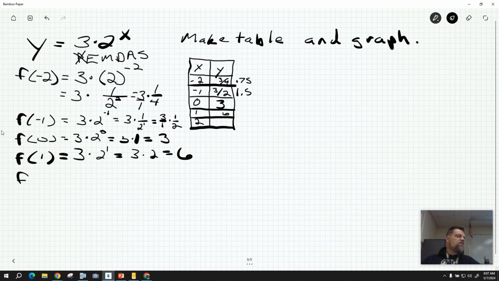And then f of 2 is equal to 3 times 2 raised to the 2. What's 2 squared? 4. That's 12. So this blows up really quick, actually. So I'm going to sketch my graph out by hand.